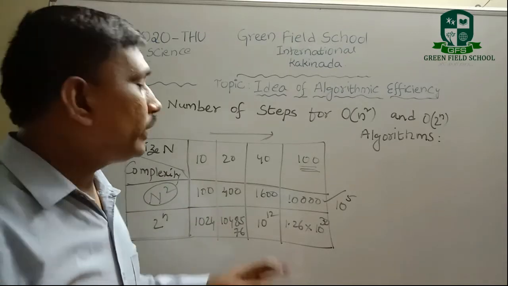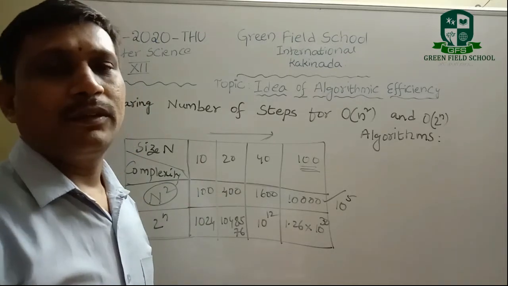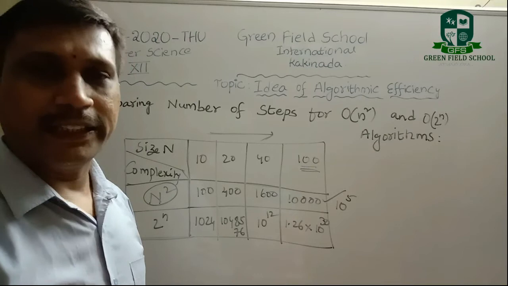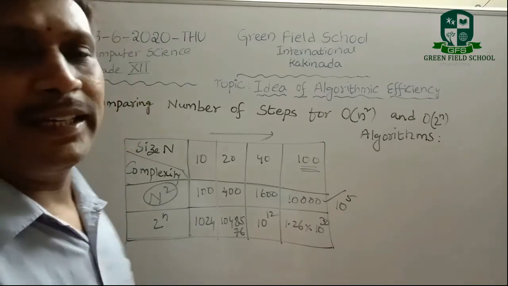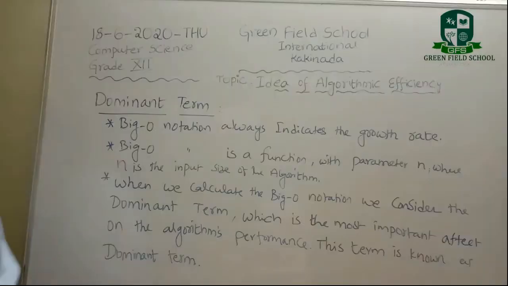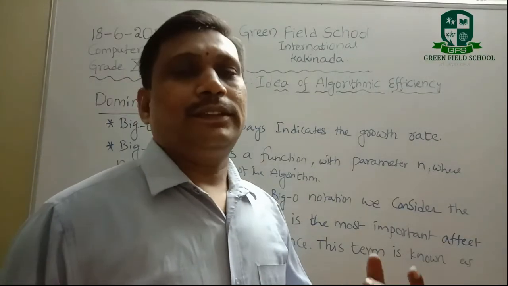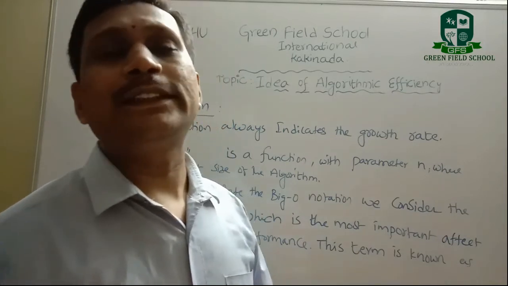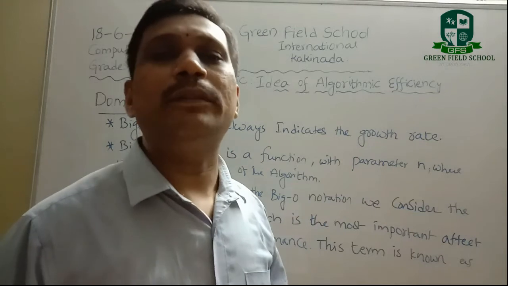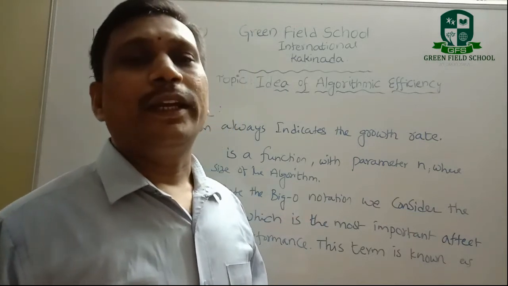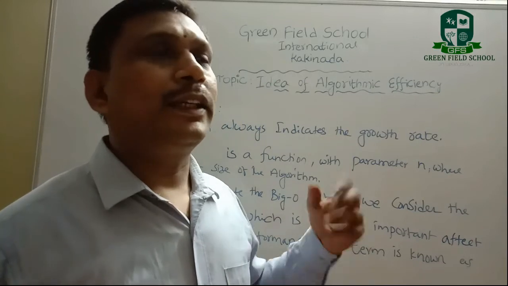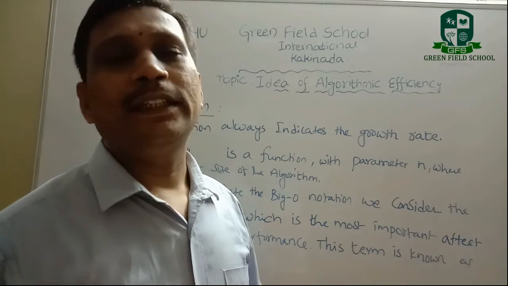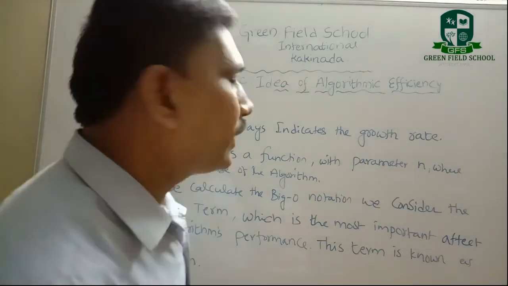See here, when we calculate big O notation, we consider the maximum number of steps. In this way, we calculate the growth rate of an algorithm. So big O always indicates the growth rate of an algorithm when we give input size n. Big O is a notation in a mathematical formula. It is a function, and that function takes a parameter, the input size of that algorithm.